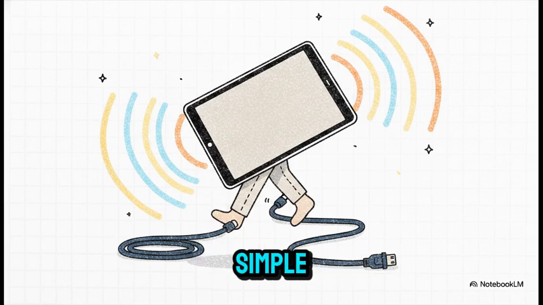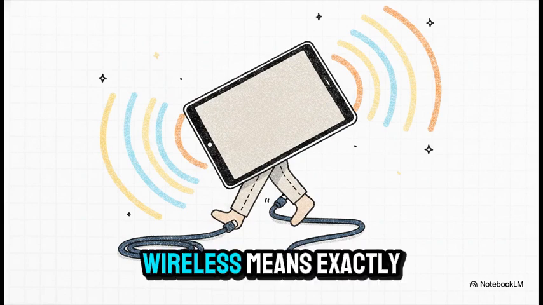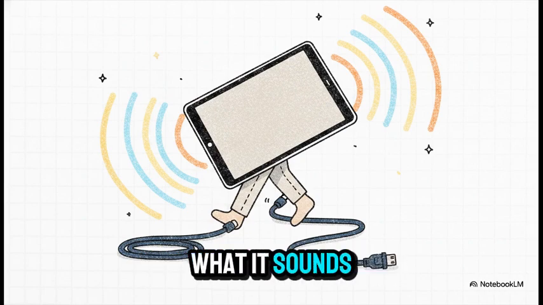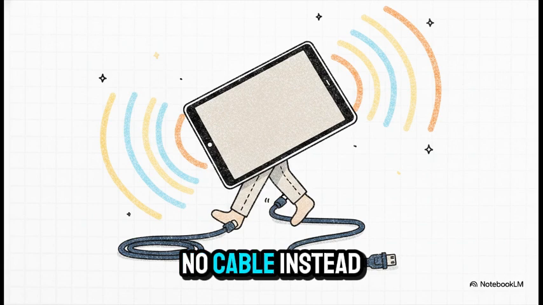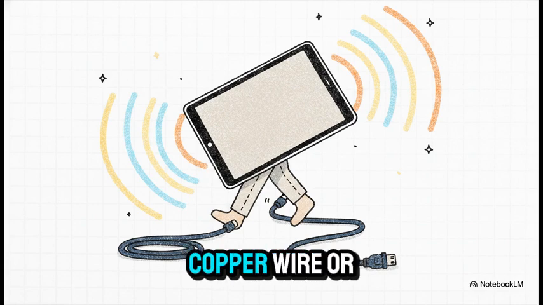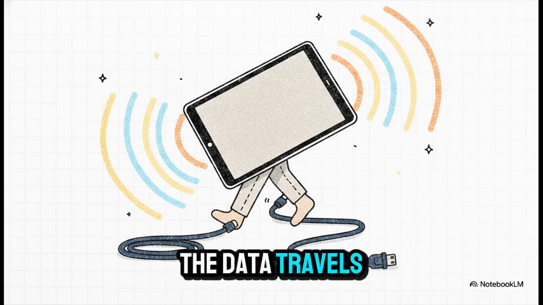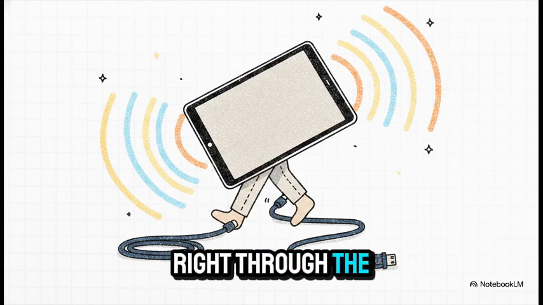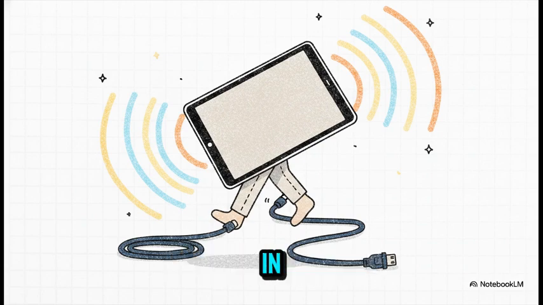Well, here's the simple, powerful answer. Wireless means exactly what it sounds like. No cable. Instead of driving down a physical copper wire or a glass tube, the data travels as invisible signals right through the air. You don't have to plug anything in, and there are absolutely no wires to trip over.